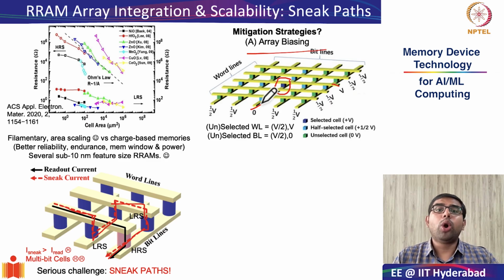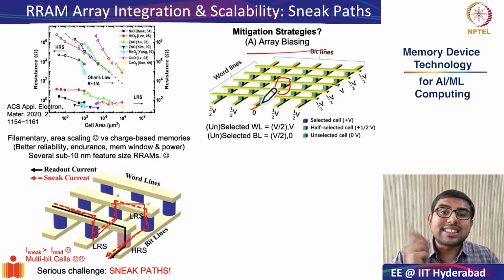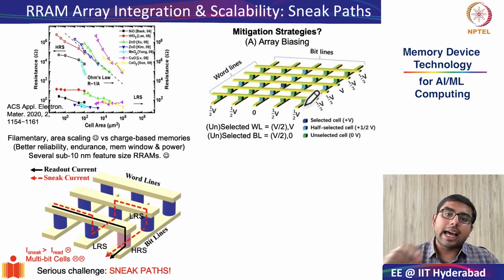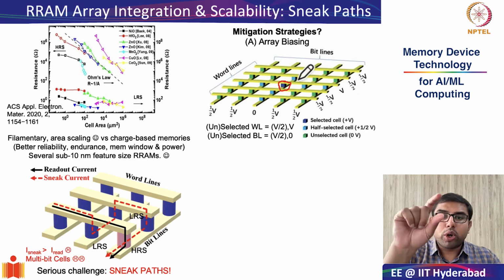However, I do not leave the other cells floating. In all the other unselected word lines and bit lines, I apply a voltage of V/2 and V/2. And this divides the cells in the arrays into 3 categories. The first is your selected cell which you intend to read out, across which the potential difference is V.